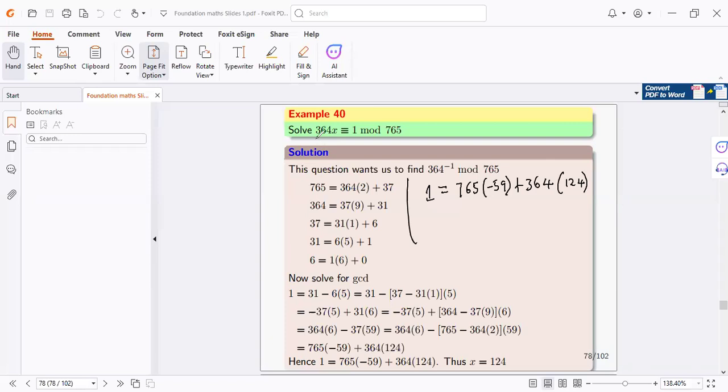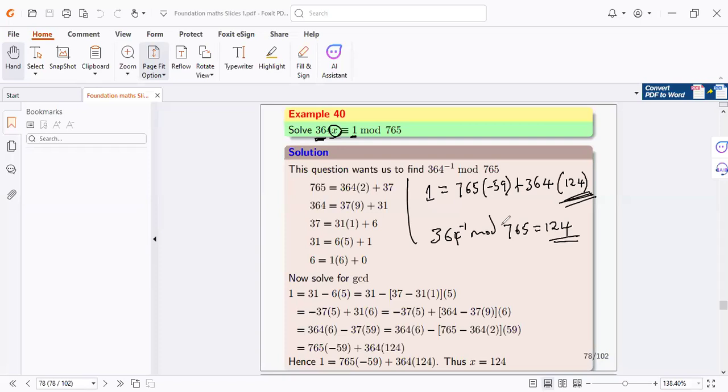Now, the question was, what can you multiply by 364 to get 1? And I can see what I've multiplied by 364 is this, 124. That means the inverse of 364, therefore, mod 765 is 124. That's the inverse.